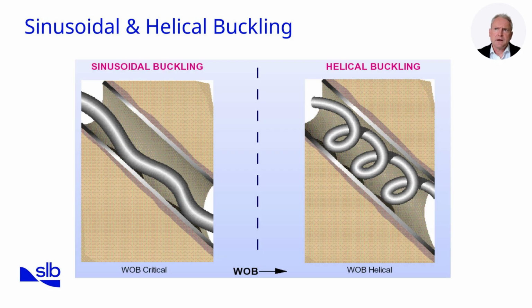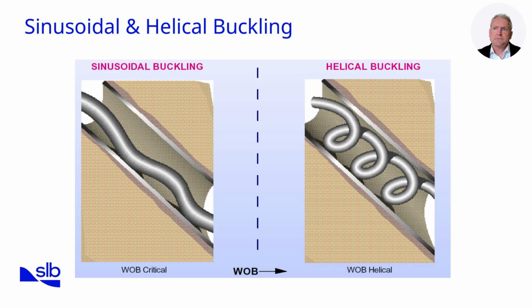At this point, the pipe starts to bow sideways in a wave-like or snake-like pattern. Contact with the borehole wall becomes intermittent, and we observe an increase in drag. However, the drill string can still transfer weight to the bit reasonably well. However, if compression continues to rise, the pipe will not remain sinusoidal. Once the load exceeds approximately twice the critical buckling load, the drill pipe transitions into a helical buckling mode.